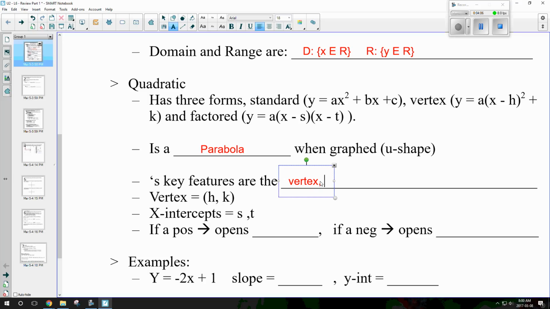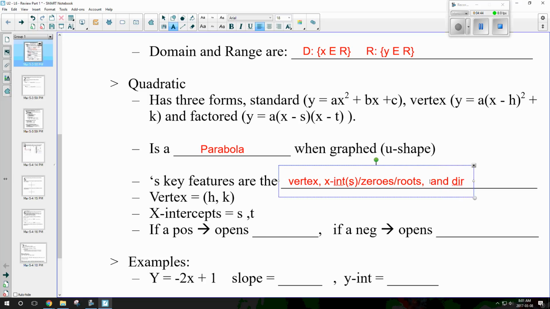Another key feature are our x-intercepts. And remember, those can also be called zeros or roots, and they all mean the same thing. They all just mean the x-intercepts. And remember, our x-intercepts can easily be pulled out from our factored form, and they're the values of s and t. But again, because they're inside brackets, when you pull those values out, the signs switch. So if this was a negative s, when we pull it out, it would be a positive s. If this was a positive t inside the bracket, outside the bracket, it would be a negative t when we pull out those x-intercepts.